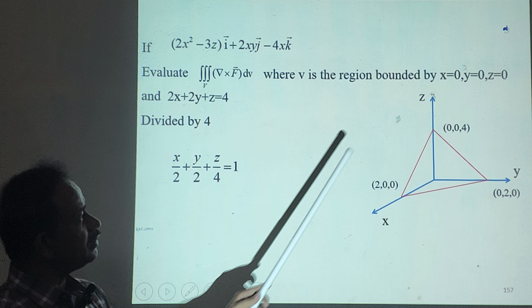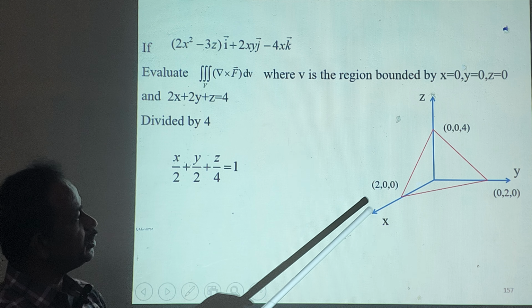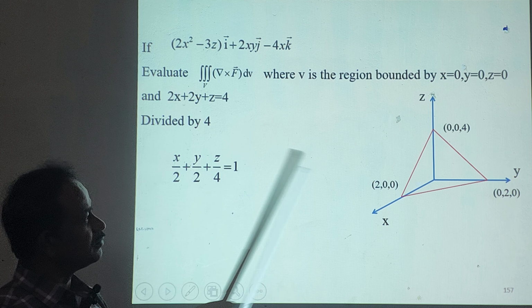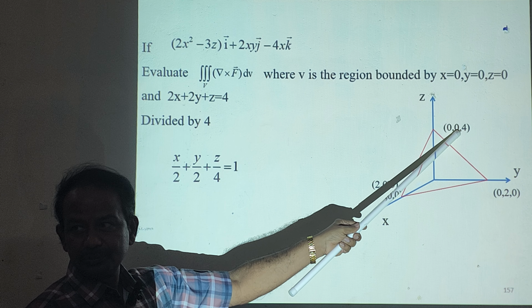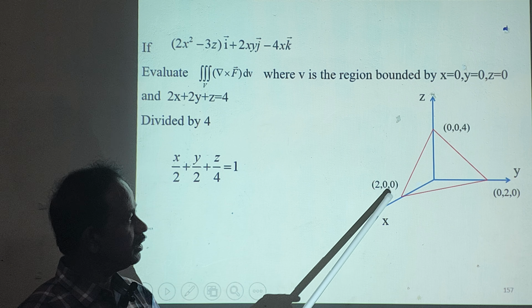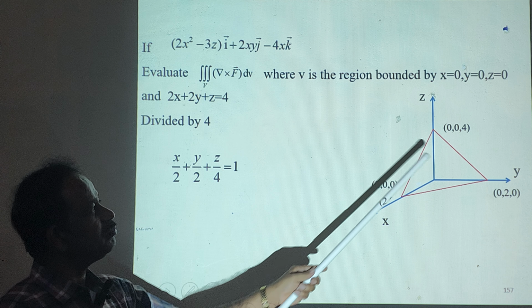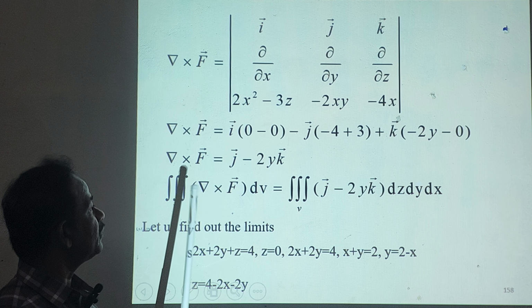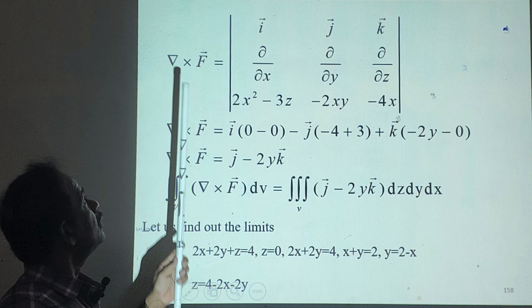So it means we have the x-axis, y-axis, z-axis. x by 2 means it cuts the x-axis at 2. It cuts the y-axis here, and it cuts the z-axis at 4. So that's why the points are 0, 0, 4; 2, 0, 0; 0, 2, 0. The limits will be as usual 0 to 4, 0 to 2, 0 to 2. We'll find out what the limits are.